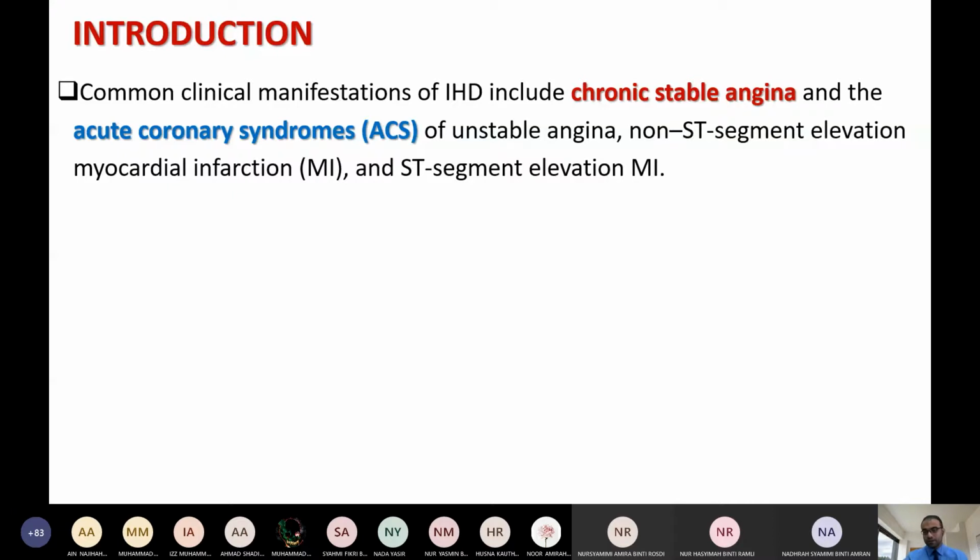So the common clinical manifestations of ischemic heart disease, as I mentioned, include a chronic one, which is our interest this week: chronic stable angina, angina pectoris, or many other terminologies. And the acute coronary syndrome, which refers to the acute cardiac attack, which we'll discuss inshallah next week.